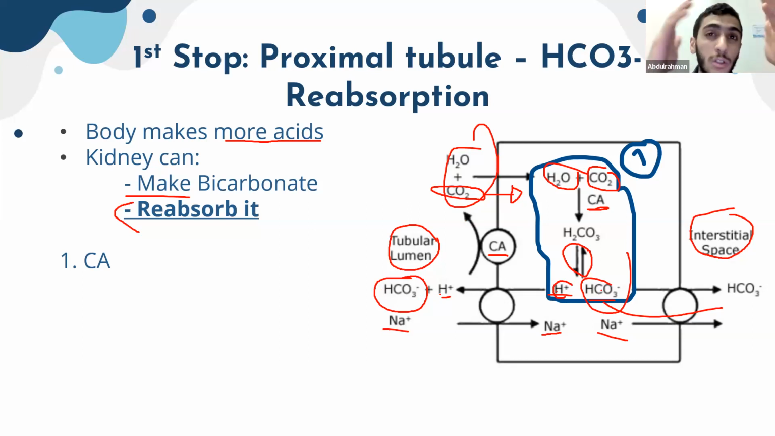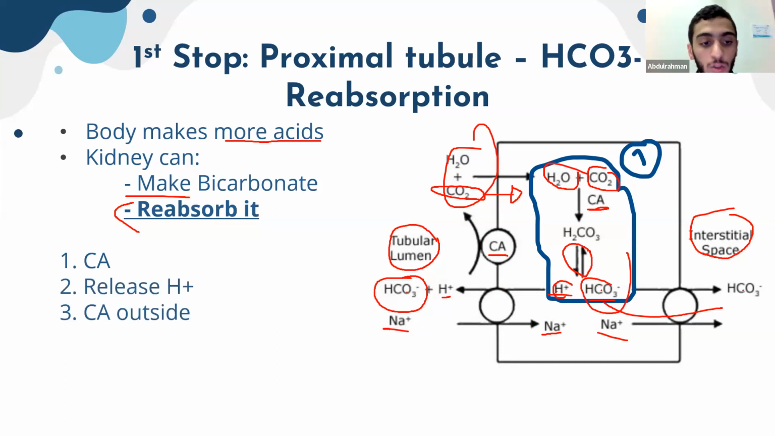So that's why, if you want to ask why we can't just reabsorb the bicarbonate immediately, it's because it's an ion, so we want to convert it to carbon dioxide first, and now that it's a gas, it can go into the cell. And guess what? Once it's in the cell, it goes through carbonic anhydrase again, and now it's bicarbonate. So this bicarbonate that was here is now found here, and then it's secreted out through the same process.